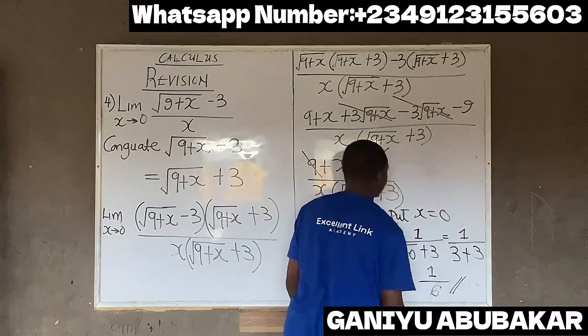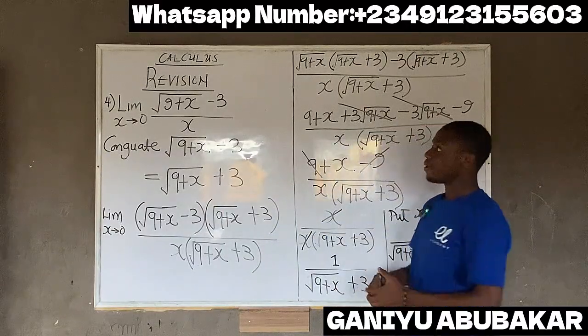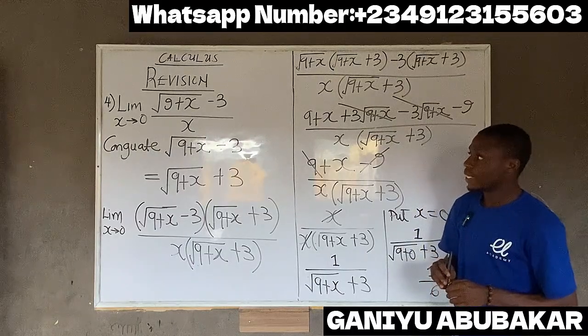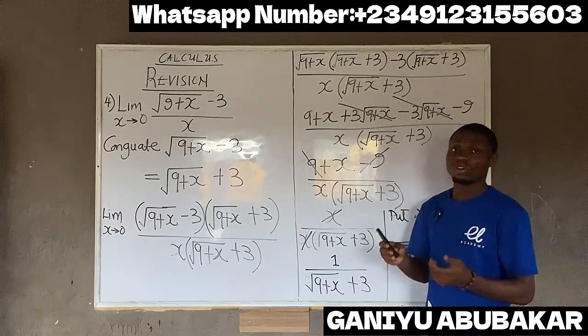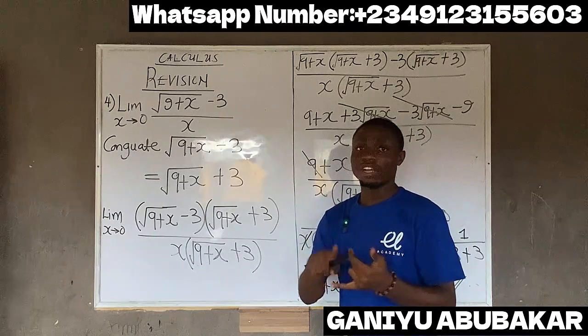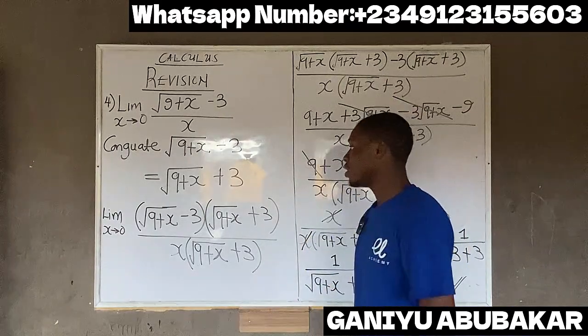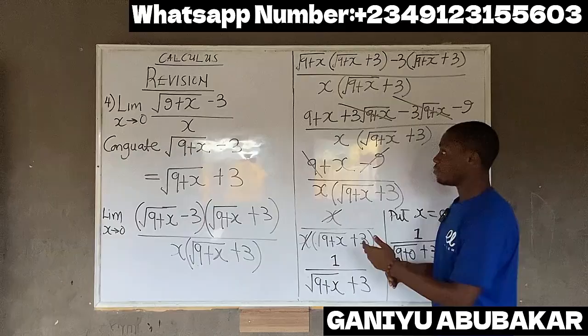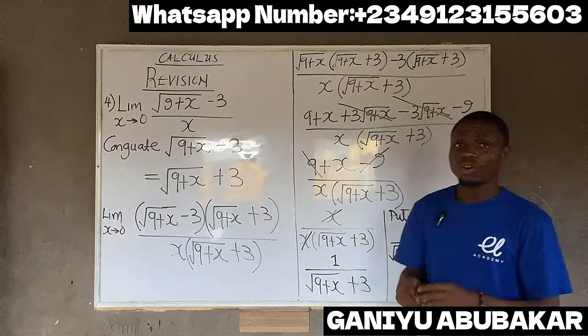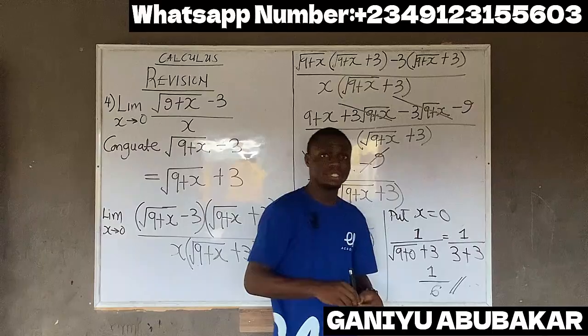This is how you solve a problem with a square root under a limit. So in case you have a square root under a limit, what comes to mind? You have to rationalize. This is how you work with this kind of problem. Let's take other questions in our next video.